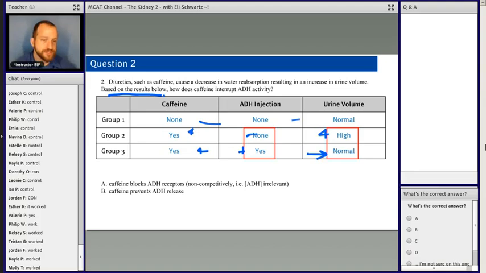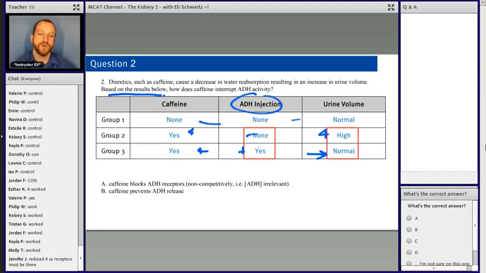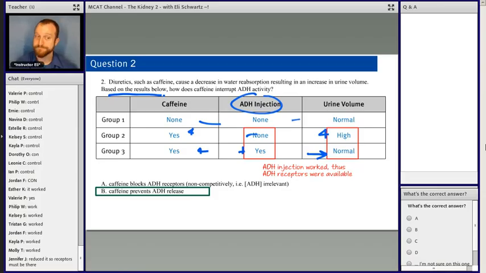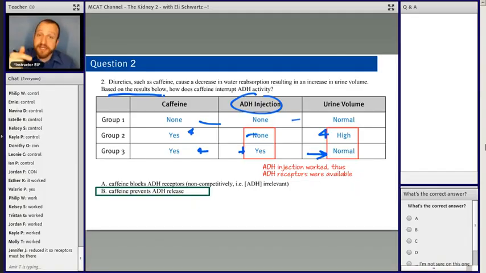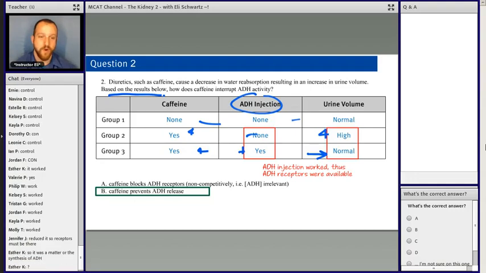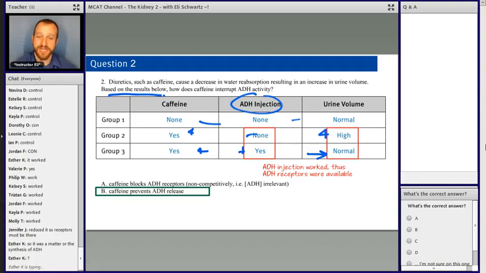So if it worked, when we added ADH, that must mean that there was a problem with the release. Yep, receptors must have been there. Exactly. Because if we added it and it was uptaken, there must have been receptors. So, well then B makes the most sense. Caffeine must have been preventing ADH from getting out in the first place. And like I promised, we do get a gold star because that was over 80% for the right answer, which is phenomenal. Nicely done.